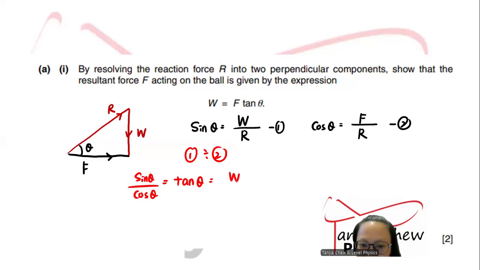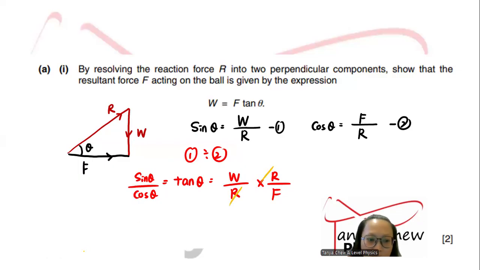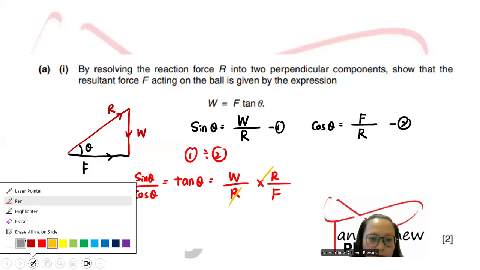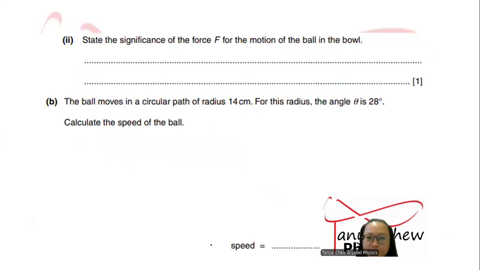So sine theta is W over R. Cos theta, I just invert it right away, which is R over F. Right? So what you need to do, this is my favorite part, just cancel. R and R can be cancelled off. Therefore, you have tangent theta is equal to W over F. Cross multiply, W is equal to F tangent theta. Ta-da! We have already proven. Feel free to pause the video if you think that I'm moving too fast.